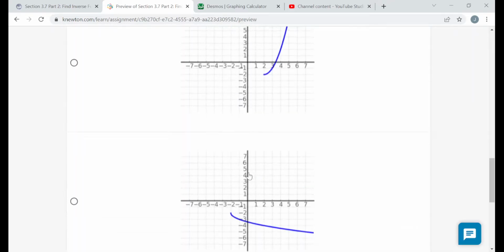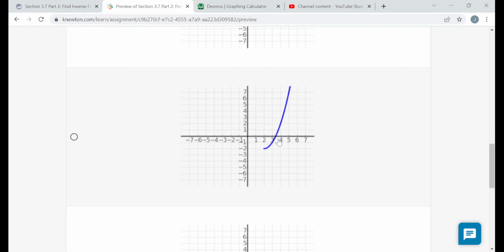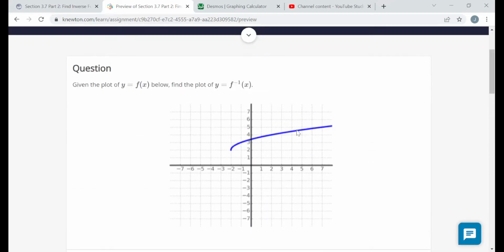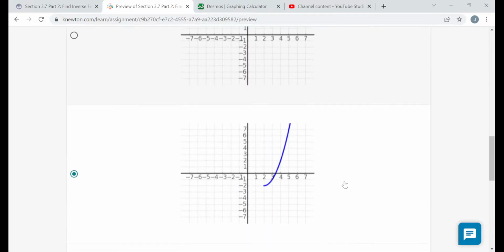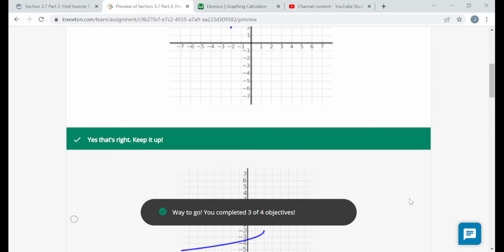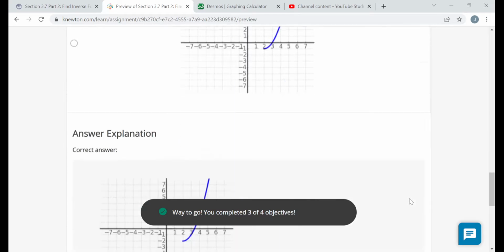Yeah, so definitely this one because it's got 2, negative 2. It's got 4, 2 curling up. And it's a reflection of this first graph across the line y equals x. X's and y's are switched. That's the only one that seems to fit. Great. All right, so that objective is done.